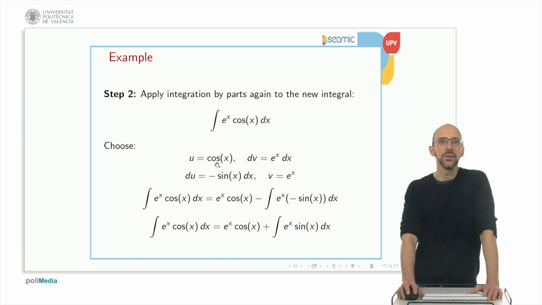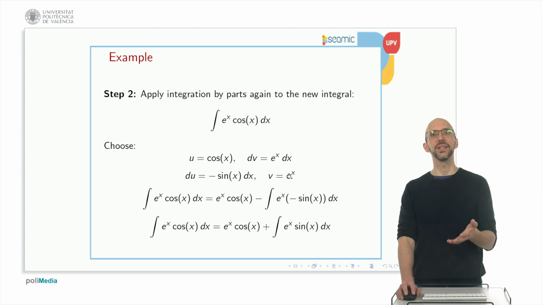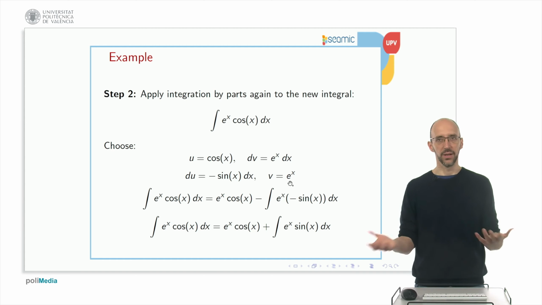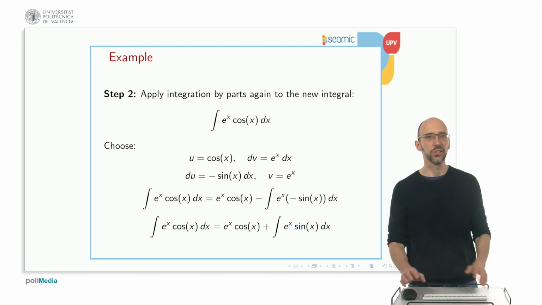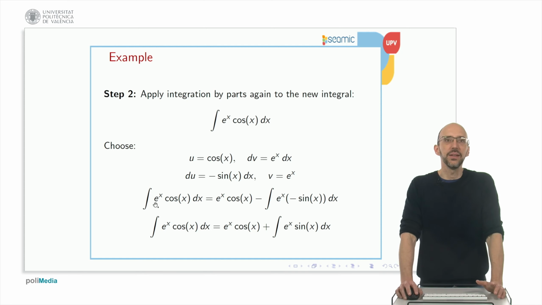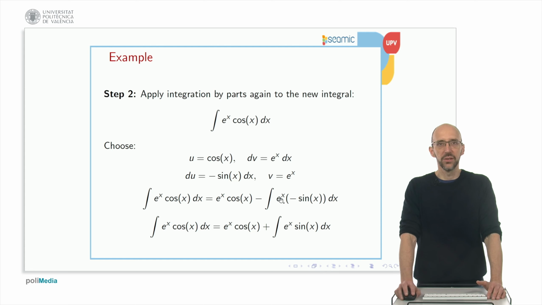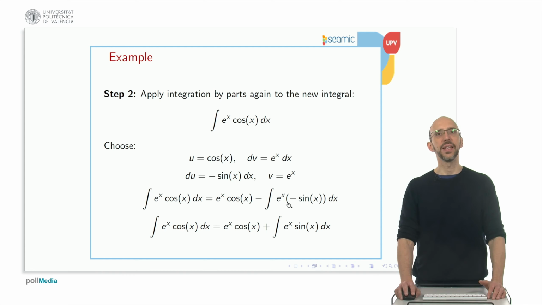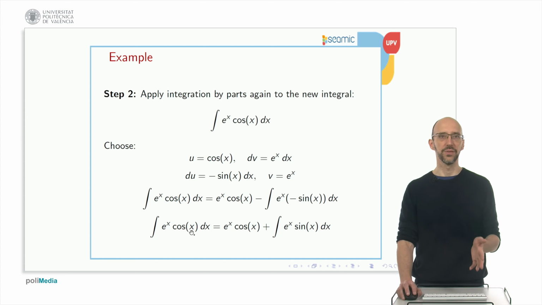So the derivative of u is going to be the derivative of cosine, negative sine. If dv was e to the x, the integral is going to be e to the x, because the integral of e to the x is e to the x, okay? So I apply the formula again. The integral of e to the x cosine of x is v times u, so e to the x cosine of x, minus v, e to the x, times du, minus sine of x. Okay, this negative can be taken outside. So the expression that I obtain is the integral of e to the x cosine of x dx is e to the x cosine of x plus the integral of e to the x sine of x.